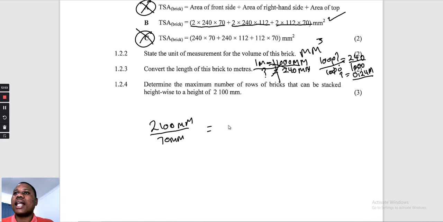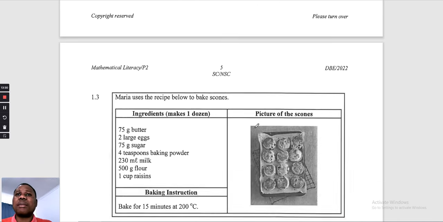So we can end up having 30 rows. Because our total height given is the total height that you have, and then you want to know how many bricks you're going to put like this. You understand? So our total here is 2100, and in this one brick here, it can only take a height of 70. So you must check how many 70s are going to fit into 2100. And that will be done with our 1.2.